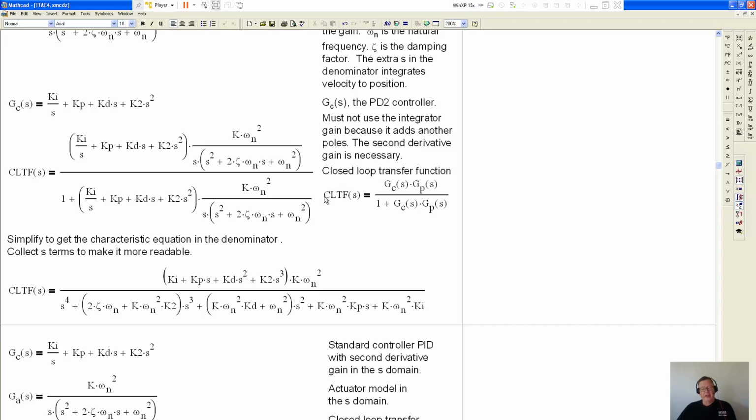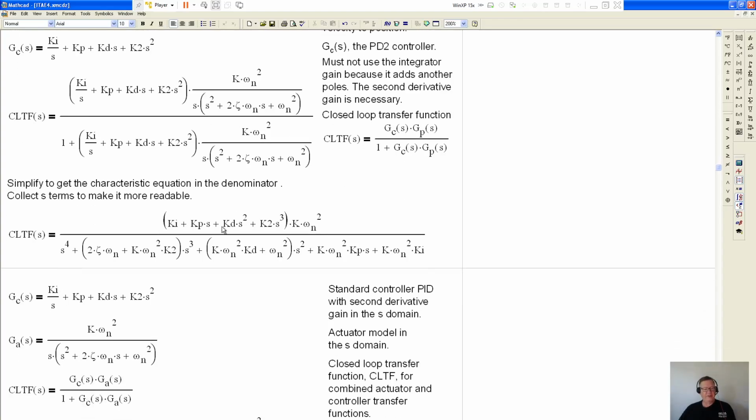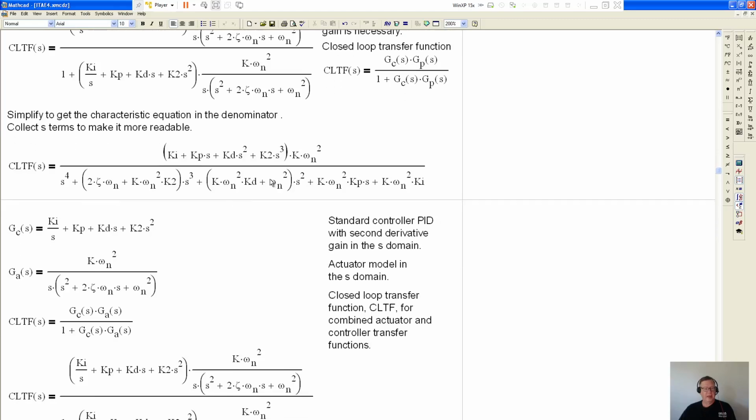Now this is the closed loop transfer function. This part of my video is pretty much like some of the other ones I've done, where I have this closed loop transfer function and I substitute the plant, which is a hydraulic system, and the controller into this equation. I get this and I simplify, and this is the simplified closed loop transfer function with the characteristic equation being here.